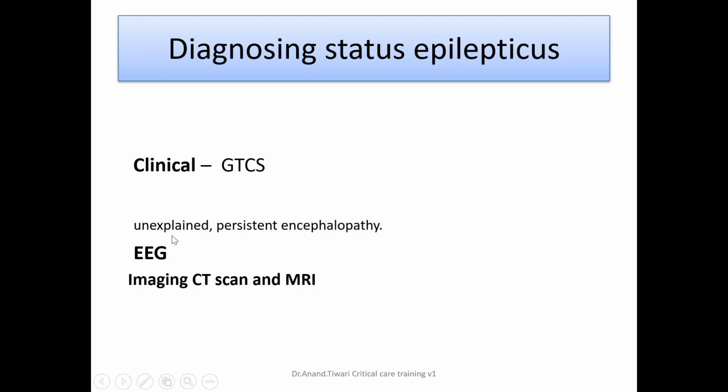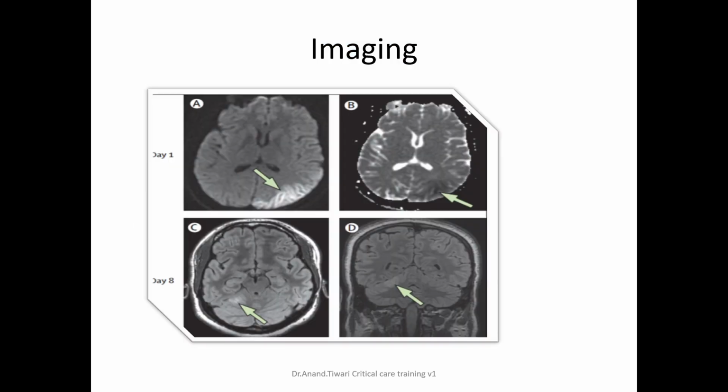which can be picked up by advanced EEG, electroencephalography monitoring, or sometimes by imaging, CT scan and MRI. So I put more emphasis on the EEG in such obtunded patients. Of course, obtunded patients also undergo CT scan and MRI to rule out a structural cause. So in imaging, most of the time it looks like what you see here, the diffusion restriction in the MRI images, and this appears as a T2 hyperintensity.